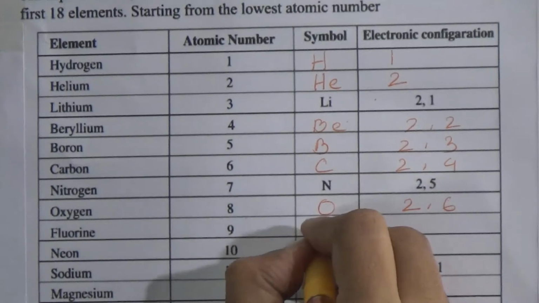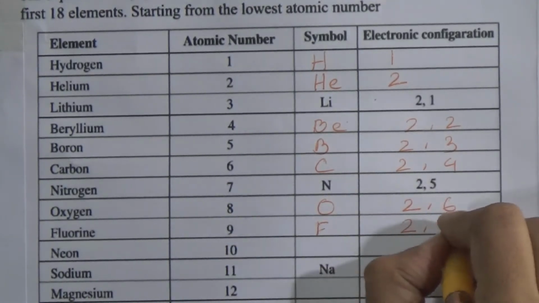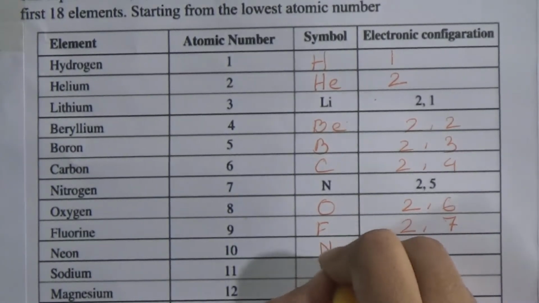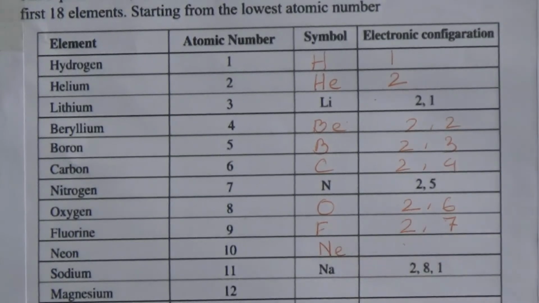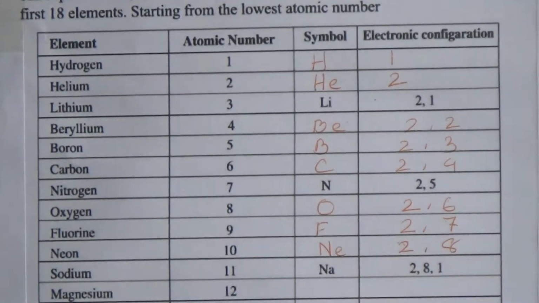Now come to oxygen, O, 2, 6. Fluorine, F, 2, 7. Neon is 2, 8.